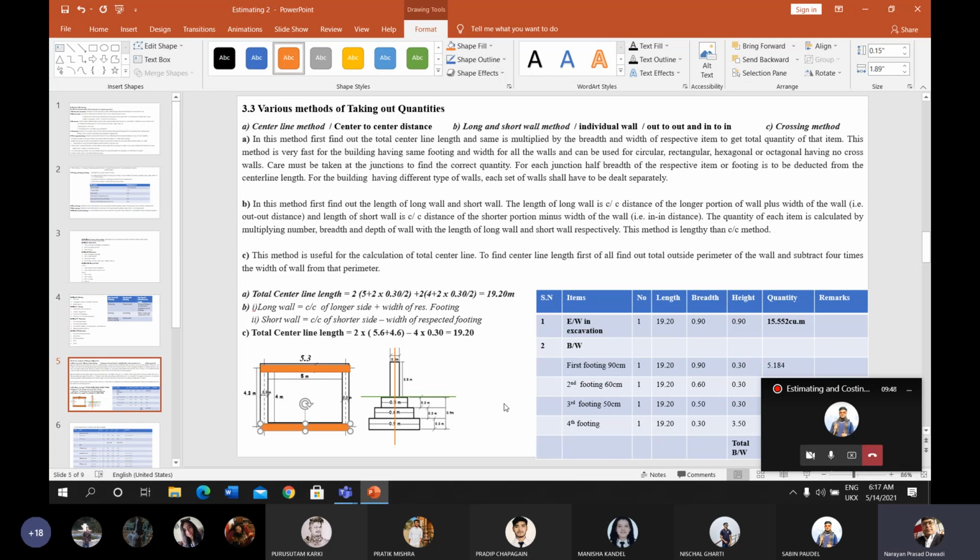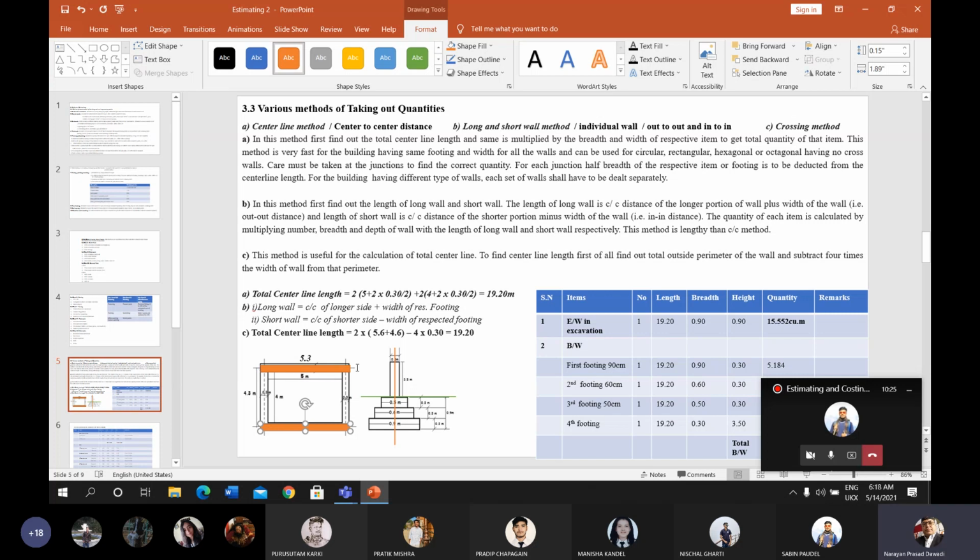Similarly, after constructing the wall of 5.6 meter length, the remaining wall that has to be constructed will be in to in distance only. This white portion wall is the short wall length. The short wall center line length is 4.3. If you subtract the 0.30 meter width, you will get the value of 4 meter. The remaining 4 meter will be the length of the short wall, which is in to in distance, whereas the length of the long wall is out to out distance.